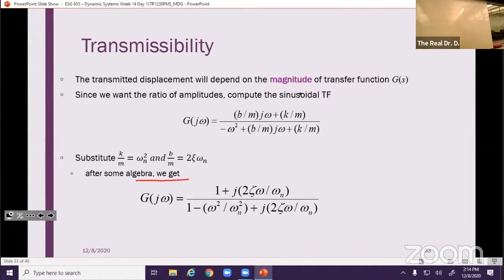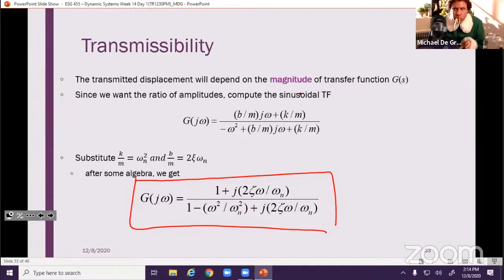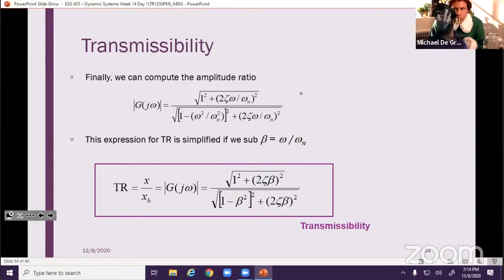I'm going to get this equation right here. G of j omega is equal to 1 plus j 2 zeta omega over omega n, over 1 minus omega squared over omega n squared plus j times 2 zeta omega over omega n. But we're not done yet, because we need to take the magnitude of this in order for us to get the transmissibility. So let's do that, and I'll get this expression.